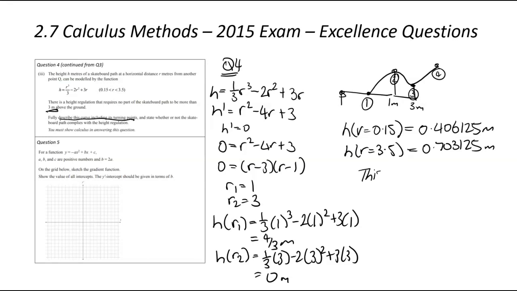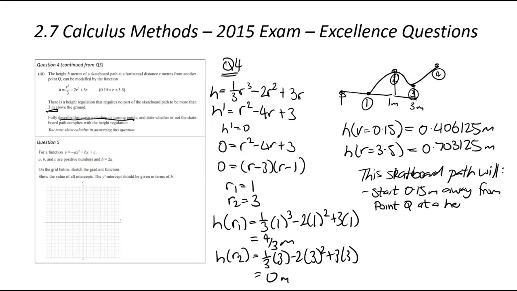So this skate path, or this skateboard path, will, and then just describe the points, it's going to start 0.125 meters away from, and don't forget we had that fixed point Q, from point Q at a height of 0.406125 meters above the ground.